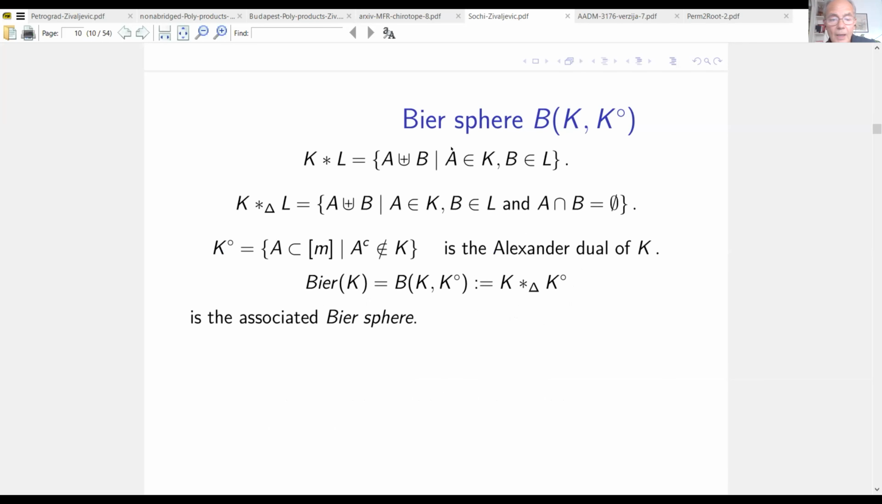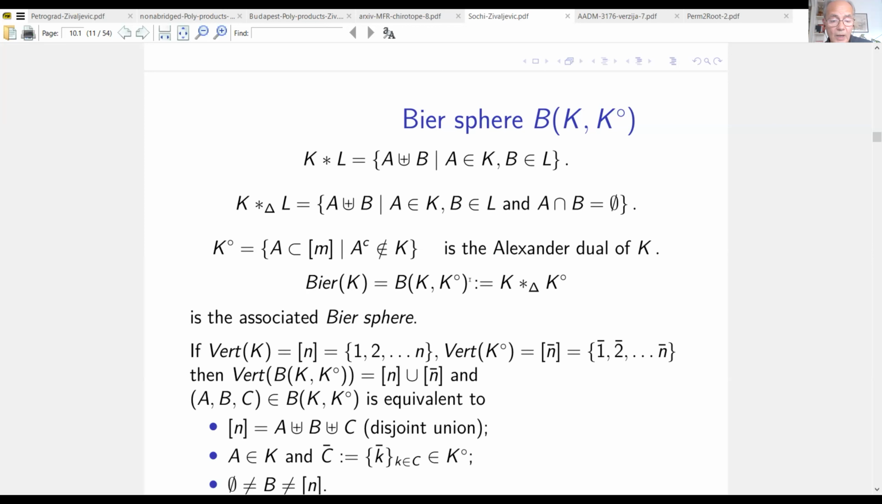Okay, and the Bier sphere is another important object, which we study in these papers. Formally, you take a simplicial complex K, take its Alexander dual, which is the simplicial complex consisting of all complements of all non-simplices. Take the deleted join of these two objects, and it turns out you obtain a simplicial complex which is a combinatorial sphere. It is called a Bier sphere after Thomas Bier.